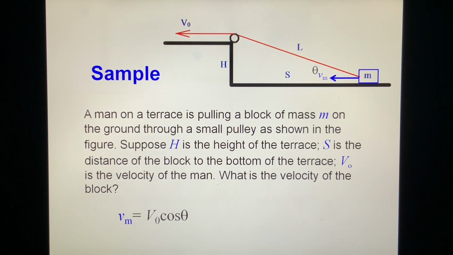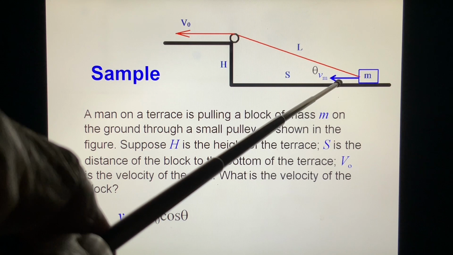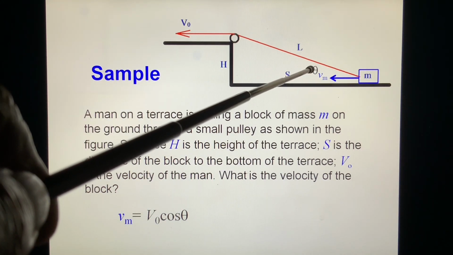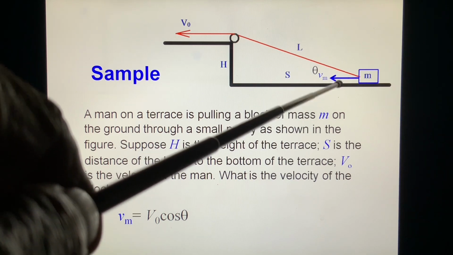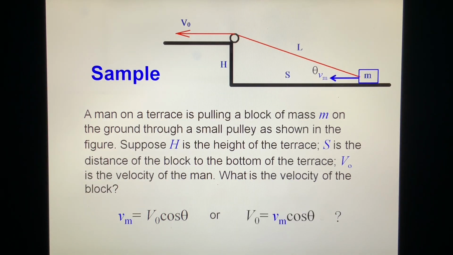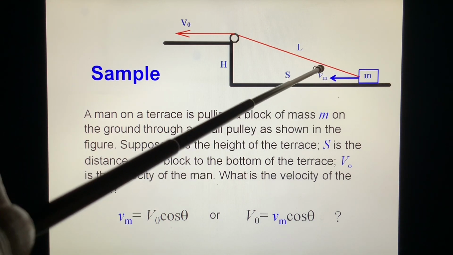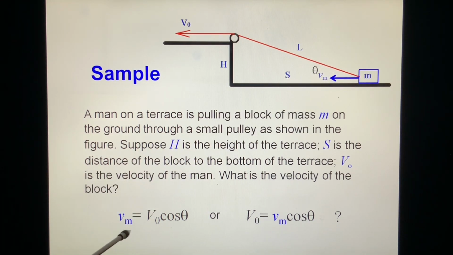Now, this Vm is v0. This is angle theta, cosine theta, or someone says, I like that, v0 is Vm cosine theta. Just the opposite. Which one is right? We just guess. We should give them some scientific foundation. Let me see.